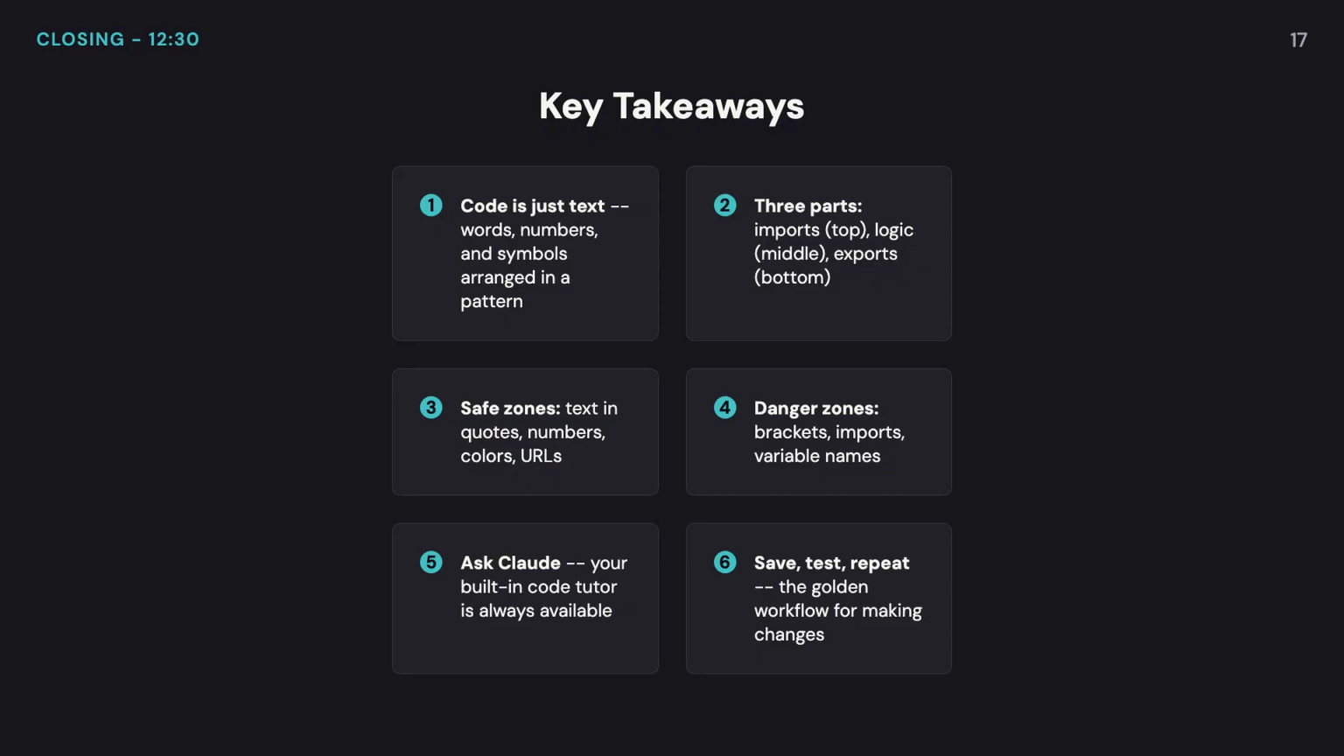Key takeaways. Folders organize your code like a filing cabinet. Every file has 3 parts: imports, logic, exports. Safe zones are text in quotes, numbers, colors, and URLs. Danger zones are brackets, imports, and variable names. Ask Claude when you're unsure. And save, test, repeat is your golden workflow.